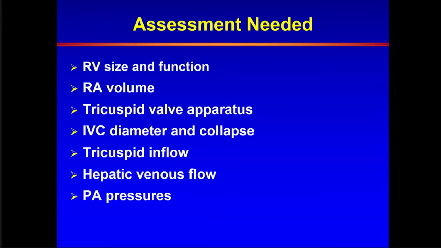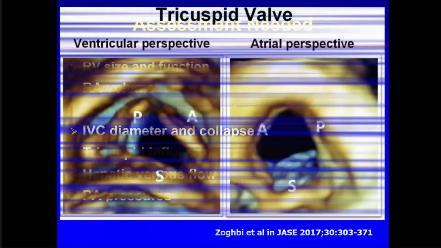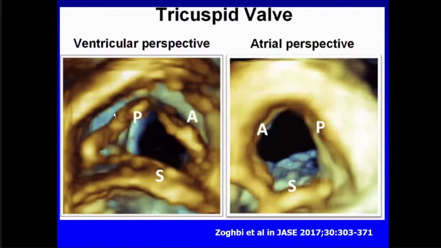Look at the consequences of the tricuspid regurg with the IVC diameter and its collapse. Look at the tricuspid inflow and what happens to the peak E velocity, hepatic venous flow for systolic reversal. And then look at PA pressures. If these can be estimated, they can help you identify whether this is primary or secondary tricuspid regurg. But certainly many other findings should be brought in, including clinical data and 2D to assess that.